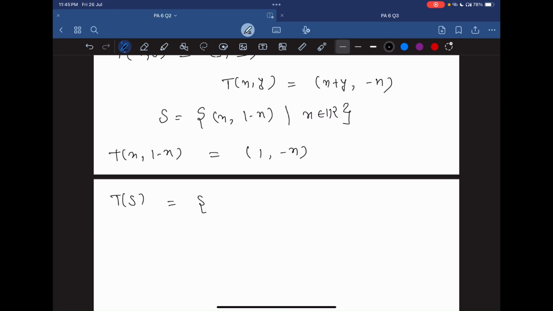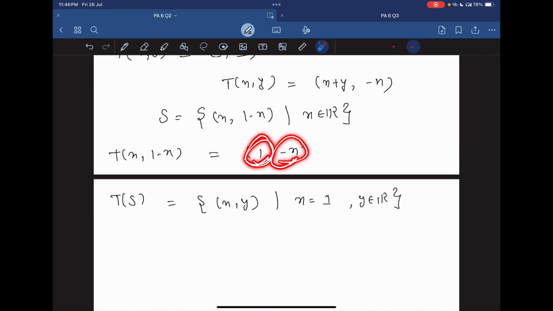So T of S is the set of all x, y such that x is equal to 1 and y is some real number. Now here this might look confusing, but as we know, the first coordinate corresponds to the x-axis and the second component corresponds to the y-axis. So even though the returned value here is written as x, it is some variable that is coming from here. But in actuality it's the y coordinate, and this is the x coordinate, and the x coordinate value here is 1. So that's why the image vector here will look like this.